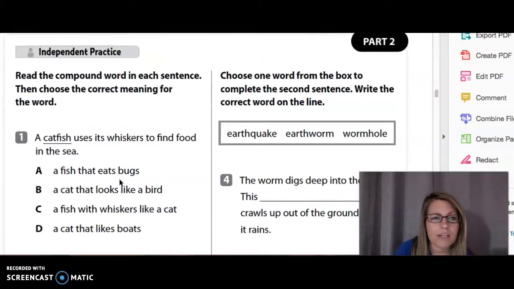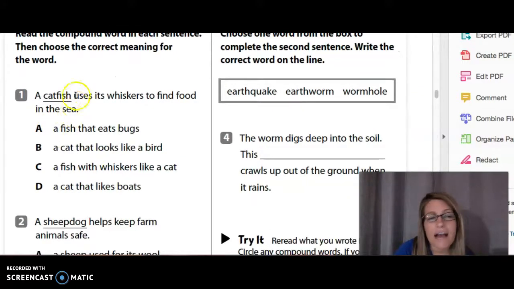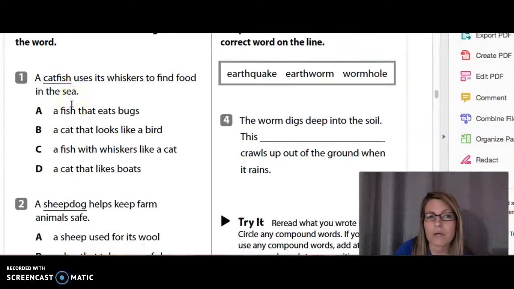All right, next page. Let's read the sentence and find the correct meaning for each compound word. Our compound word in this sentence is catfish. A catfish uses its whiskers to find food in the sea. What do we think a catfish is? Do we think a catfish is a fish that eats bugs? A cat that looks like a bird? I didn't hear anything about the word bird. There's no bird in this sentence or in our compound word catfish. What's a catfish? A fish with whiskers like a cat, or a cat that likes boats?